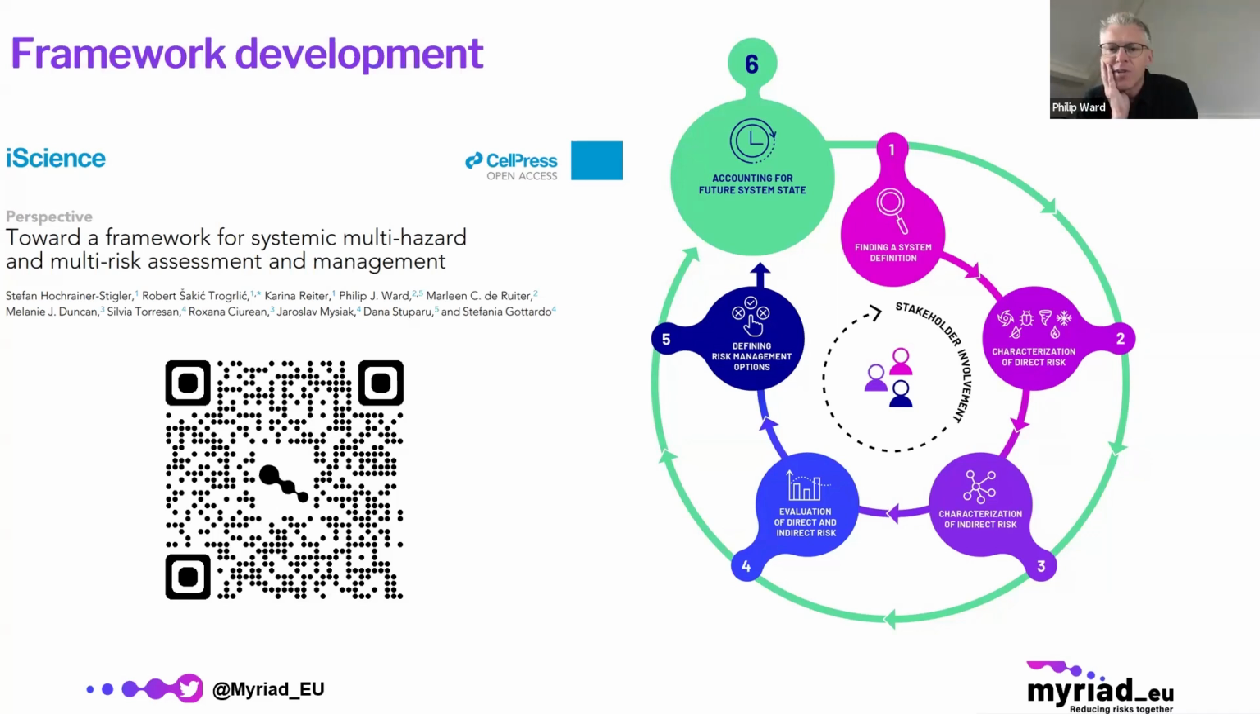But rather, these are 6 very high-level steps to be taken. And then we provide so-called guidance protocols for each of these steps, which are basically some questions to be answered. For example, in finding a system definition, how to do that. And it points the user to different tools, methodologies, examples of how this has been done, both within the MYRIAD project, but also in other projects, for example, the brother and sister projects here, but more widely.